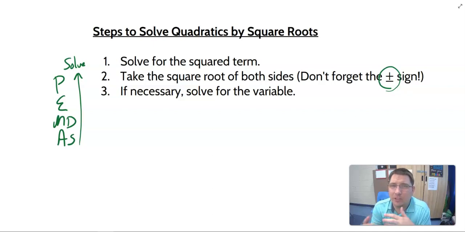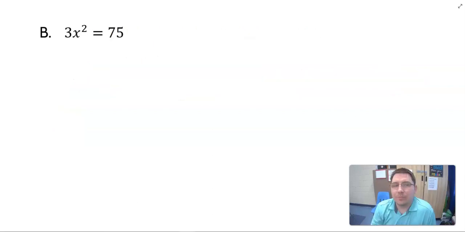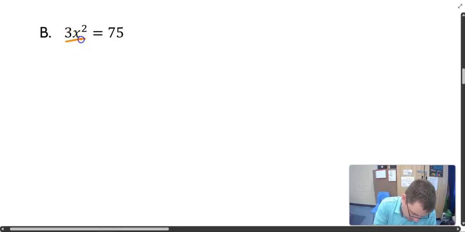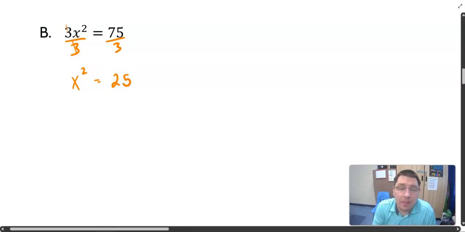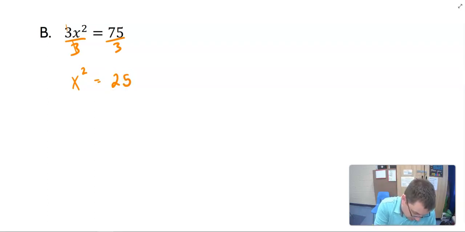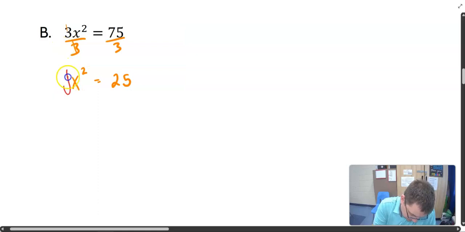All right, so let's go ahead and look at some more examples in example 1 to see this in action. In example B here, we have 3x squared is equal to 75. So we're going to divide first both sides by 3. The 3's over here will cancel, leaving the x squared equal to 25. We can then take the square root of both sides.